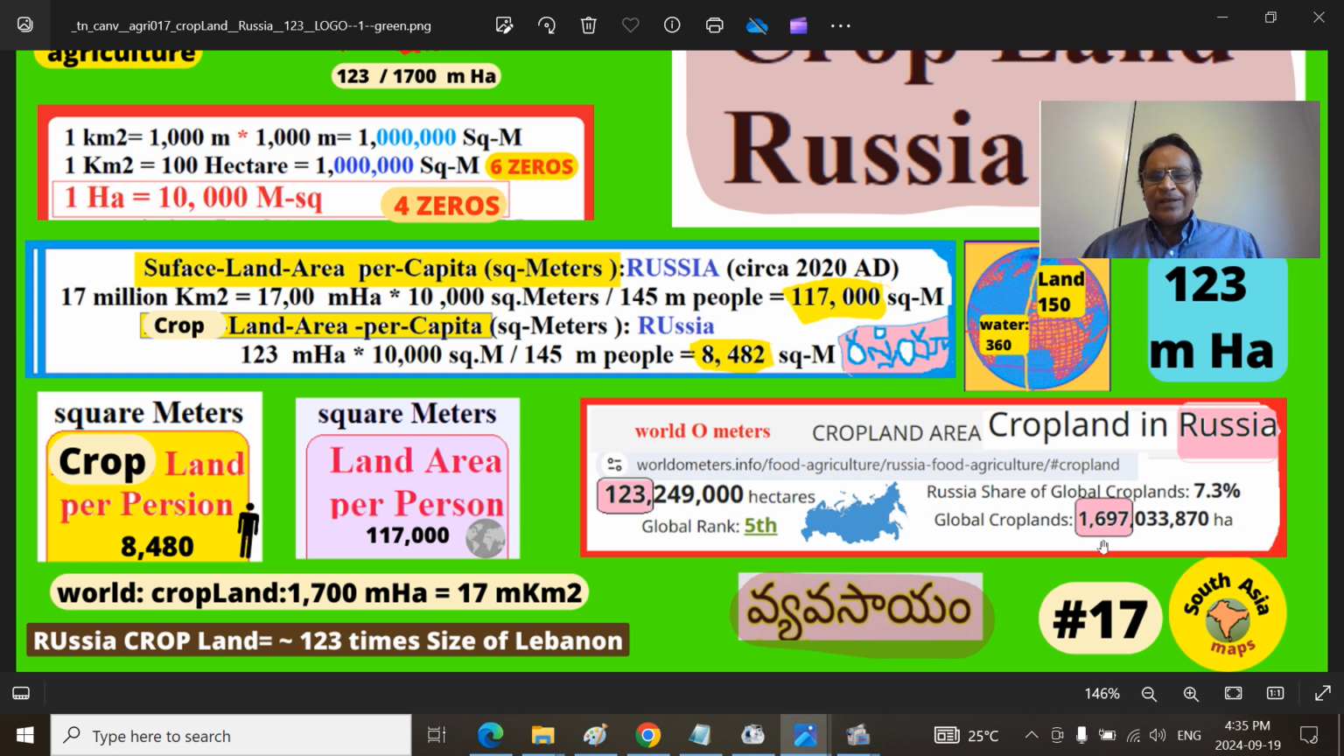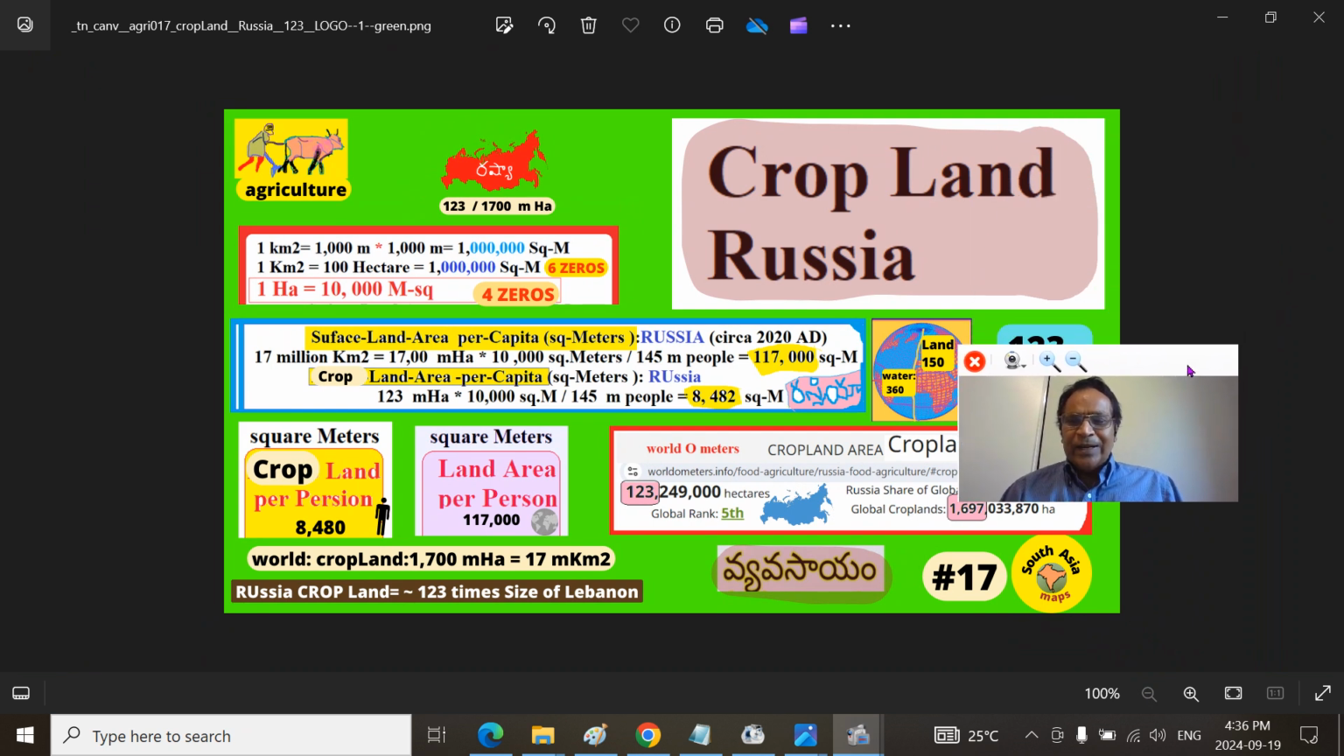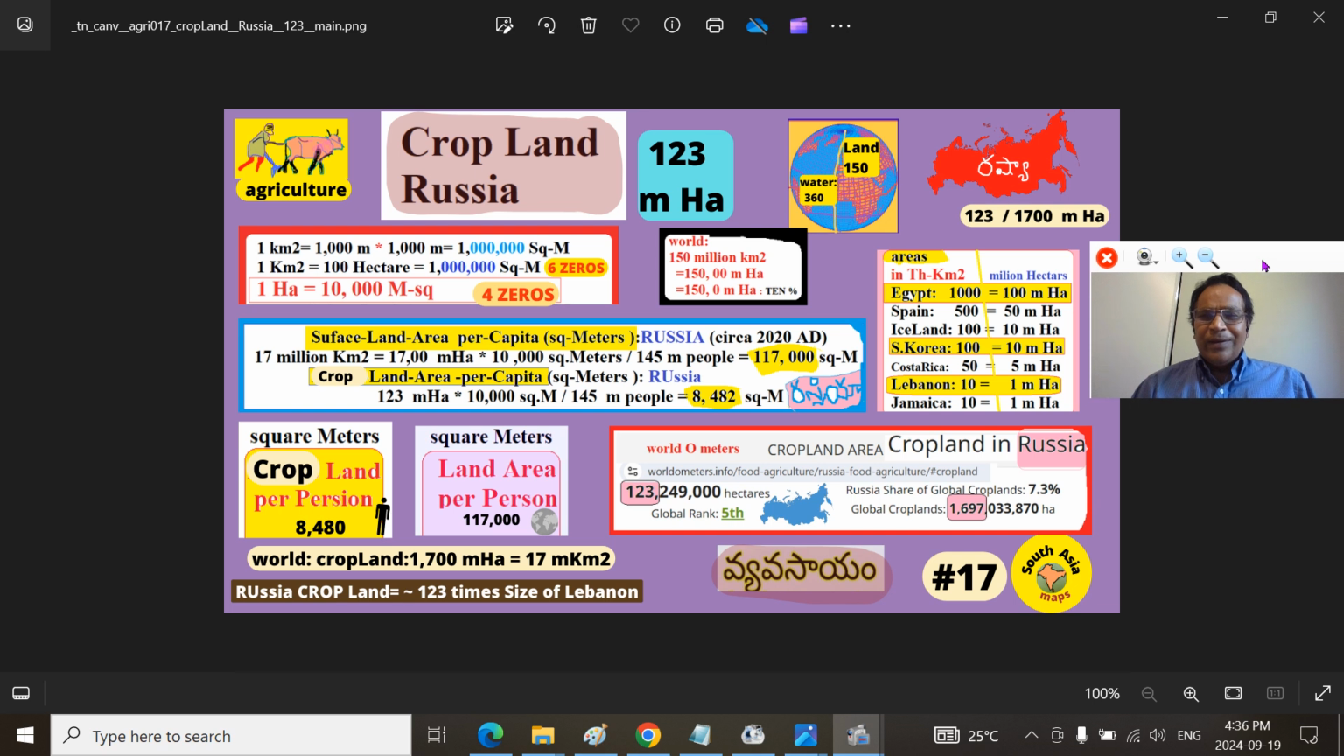10% of surface land. Among 1700, 123 is the cropland in Russia. So world cropland is 1700 million hectares. If you divide by 10, that will be 17 million square kilometers. Because the country Lebanon is 1 million square kilometers, you can fit 170 Lebanons in Russia as cropland. It is essentially the same.